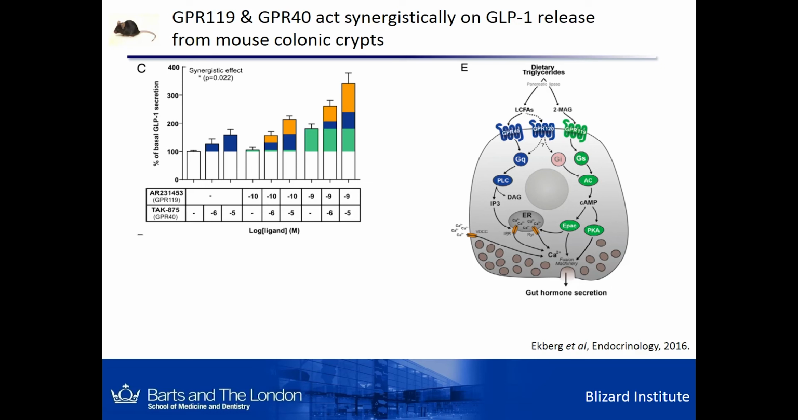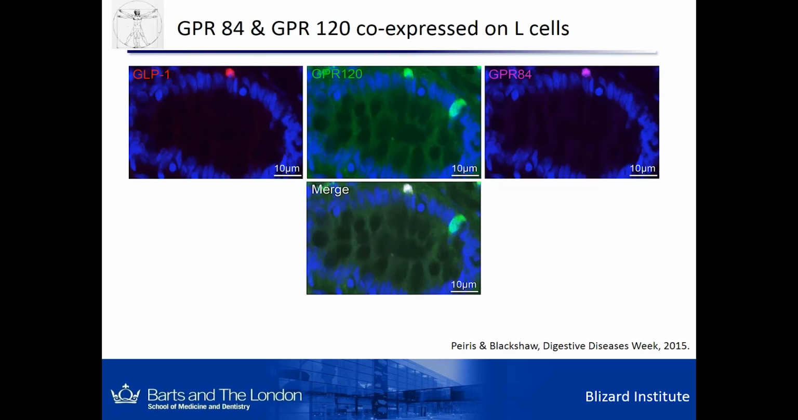We have previously shown that GPR84 and GPR120 are co-expressed on human L cells. When we stain with GLP-1 to mark L cells, you can see this specific cell, shown in the bottom merge image, co-localizes both GPR120 and GPR84, so multiple nutrient receptors are on a single L cell.